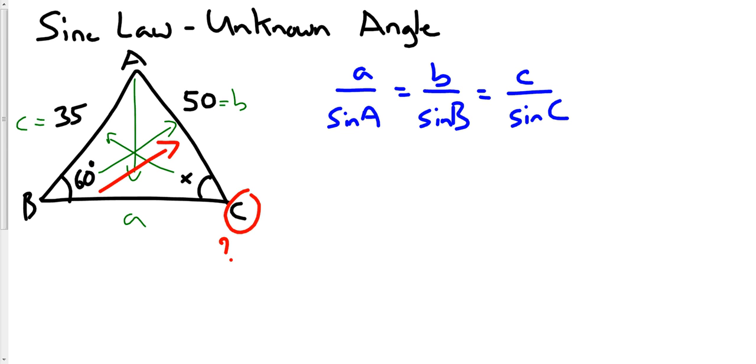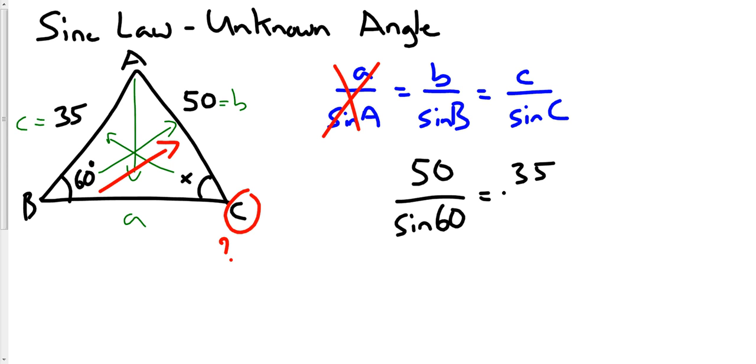So let's substitute in values that I know. Well, I actually don't know any information about either angle A or side length A, so I'm just going to ignore that part. But I'm going to substitute in the other pieces that I've got. So I know that side length B is 50 units, and I know that angle B is 60 degrees. I know that side length C is 35 units, and I know sine C or sine X. Here, I'll just put in sine C to make it a little easier.